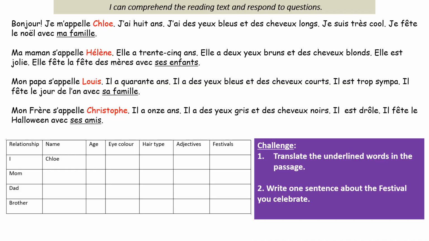Now here you have a passage. This week's task is quite simple. You have a passage here. You have 4 different people describing themselves. Okay, so here is: Bonjour, je m'appelle Chloé, j'ai 8 ans, j'ai des yeux bleus et des cheveux longs. Je suis très cool. Je fête le Noël avec ma famille. Now here Chloé is trying to describe herself and then her family members.